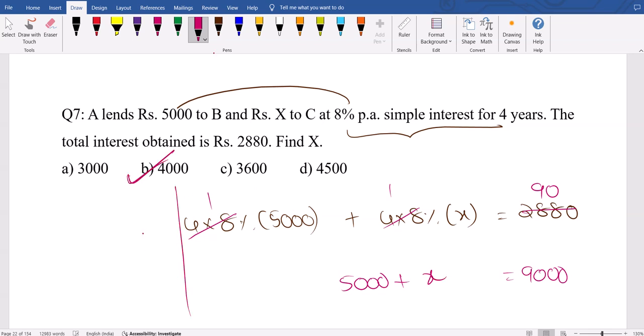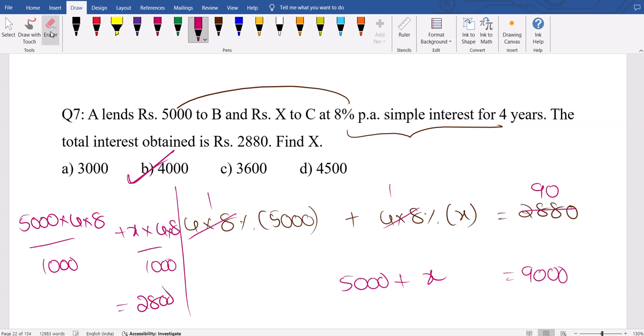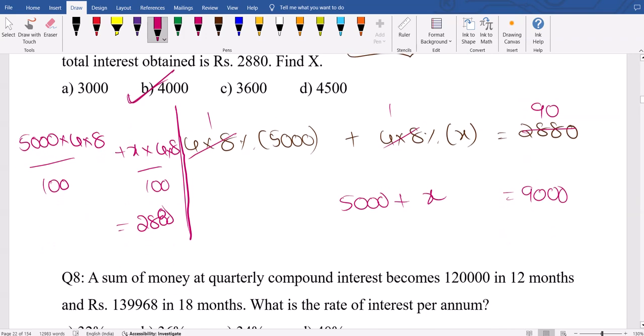Some people are worrying about the formula method. If you want to use the formula: 5,000 into 4 years, rate of interest 8 divided by 100, plus X rupees, 4 years, 8% per annum, combined should be equal to 2,880. Divide by 100, not 1000. You can solve like this also. First one is equation, it's your wish, whatever method you get. Finally 2,880. X value is 4,000, that is the answer.